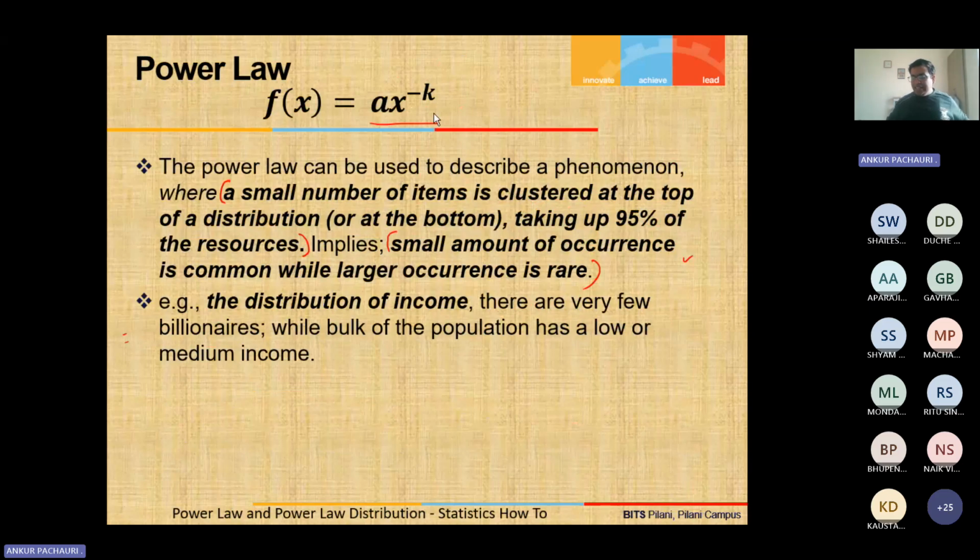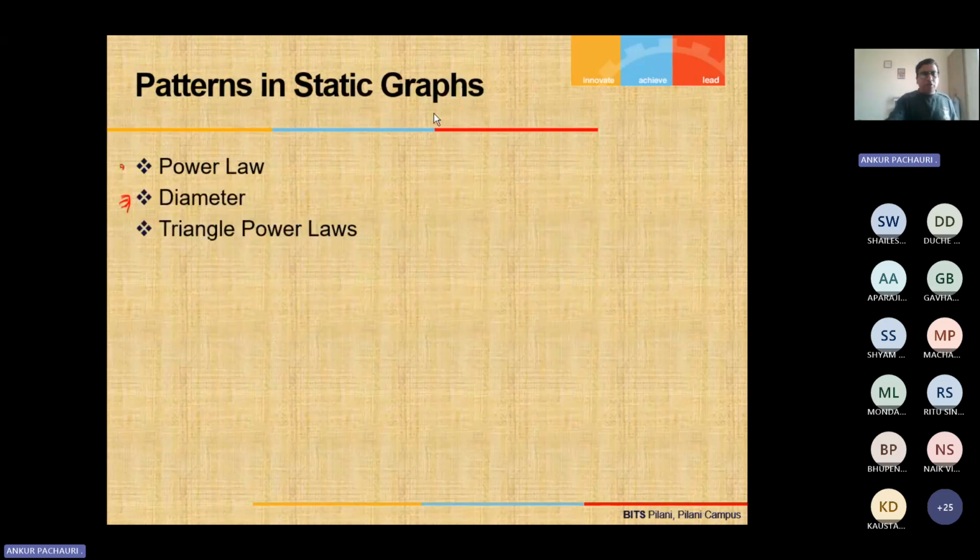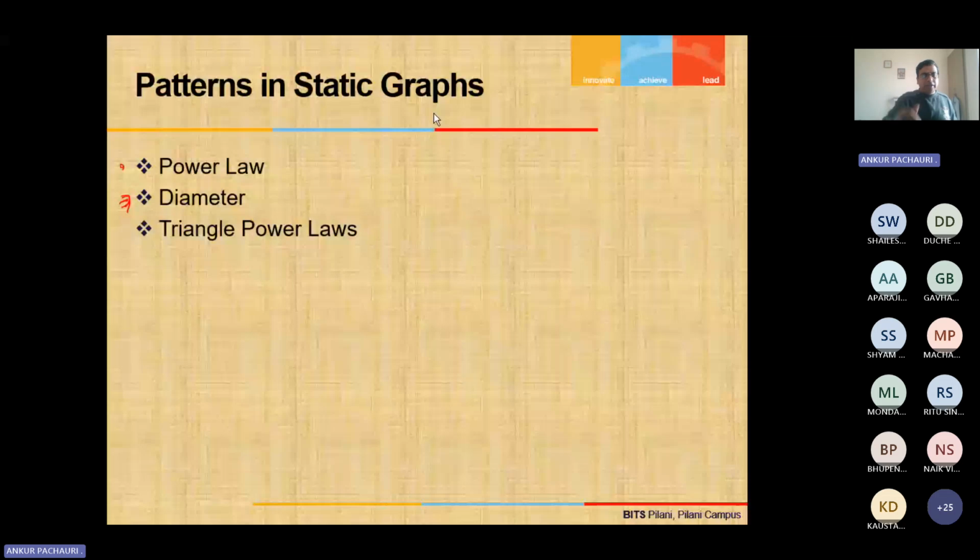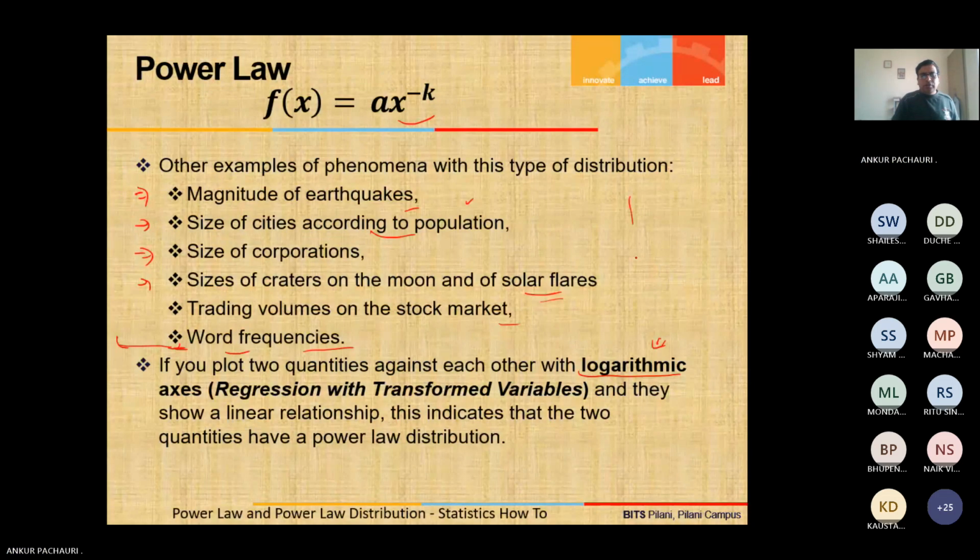Okay. And the second thing is that most of the time, in whatever phenomena we have observed, in most of those phenomena, the relation is inversely proportional. For example, the size of an earthquake: there are a huge number of earthquakes that occur on Earth in a year, but very few have a large impact.